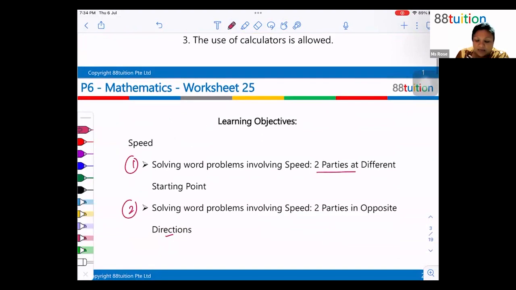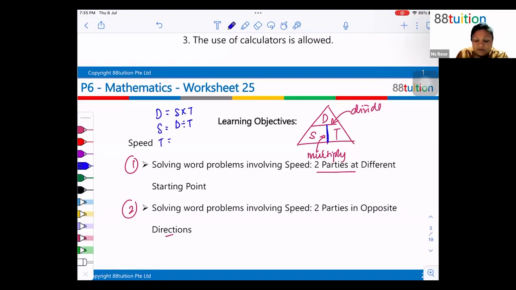Now, just a quick recap. Remember the speed formula triangle. To find, this is your divide and this is multiply. So a recap, distance is equal to speed times time. Speed equals distance divided by time, and time is equal to distance divided by speed.